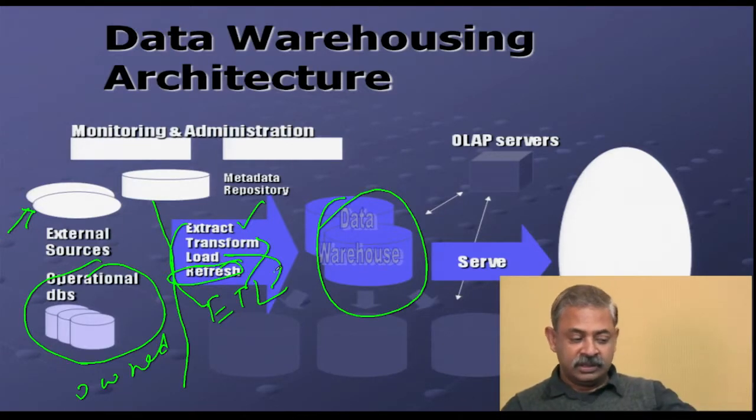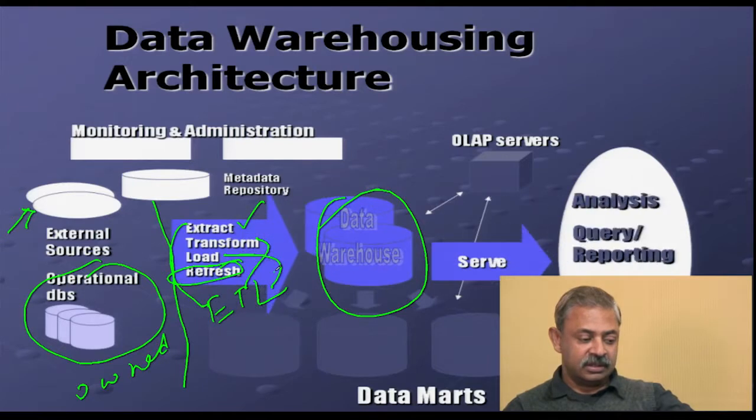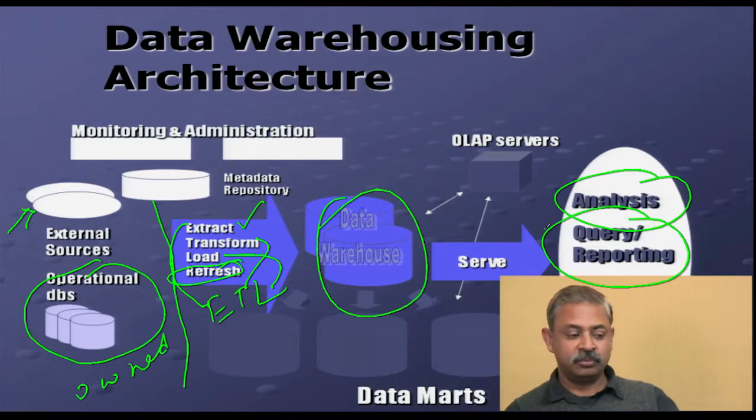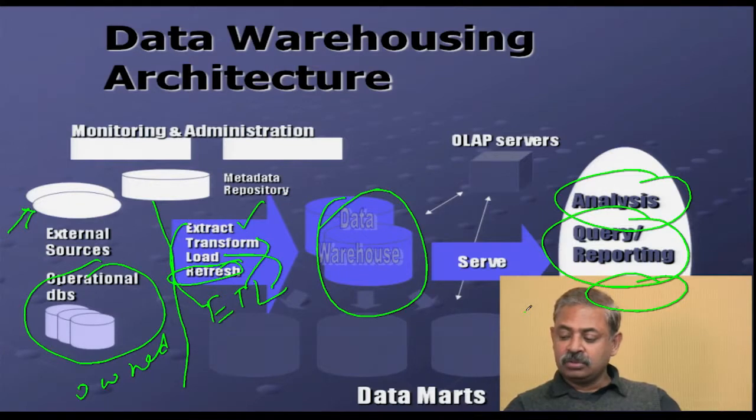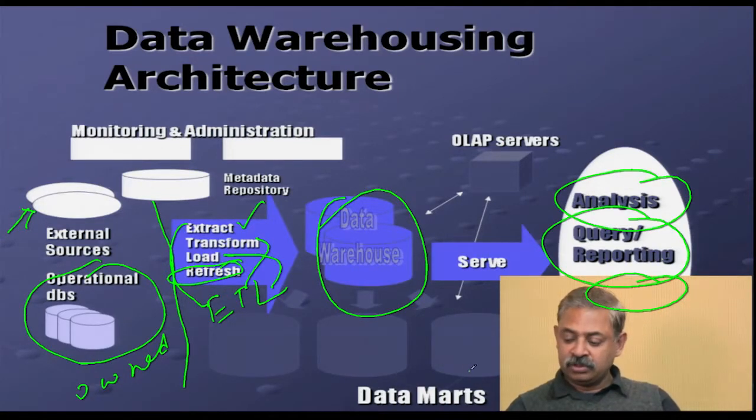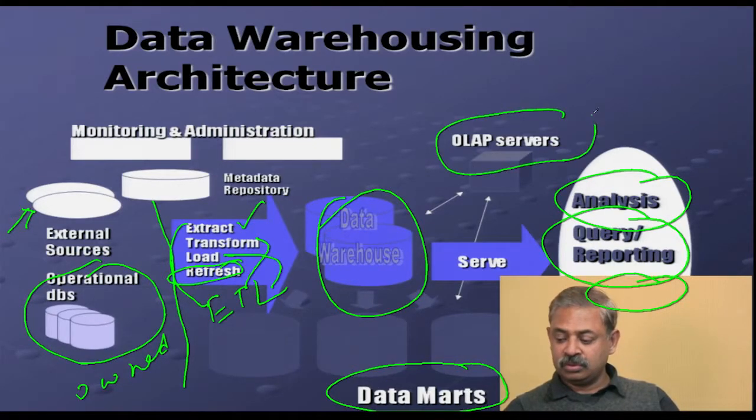And once it is there, it serves a lot of purposes. It allows me to do analysis, querying and reporting, and it also allows me to do what is called data mining. So a data warehouse is a good source of data for all these different kinds of things that I want to do with the data. And at the bottom of the screen you see what are called data marts. And as I told you, on top here you have OLAP servers, which access the data from the data warehouse and allow users to write SQL queries for the analysis that they want to do.